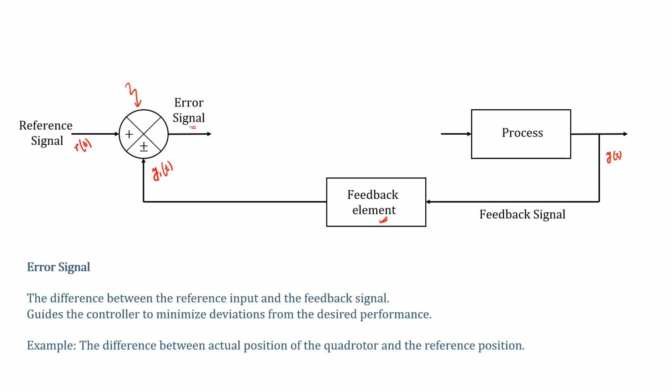It is not that every time you will have to do a subtraction. In some cases you can have a positive sign also. Sometimes you might have to add also. So we are keeping it, because it is not just about one example, right? It can be used in different setups. So we are keeping it plus and minus both. So the difference between the actual position of the quadrotor and the reference position is what is called the error signal, in this example, at least the quadrotor example.